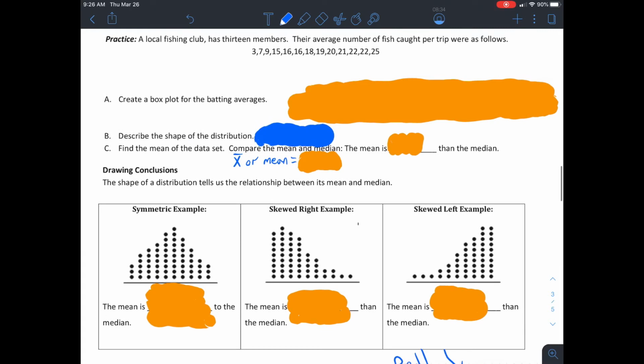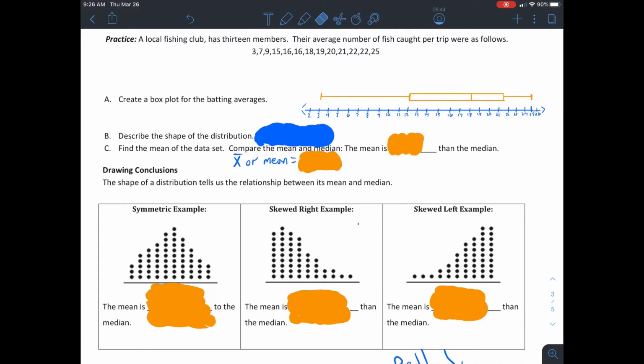Next, we have our second example. A local fishing club has 13 members. Their average number of fish caught per trip were as follows. And there is a data set.